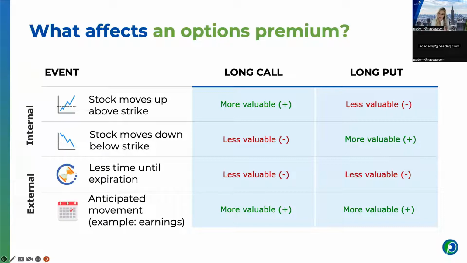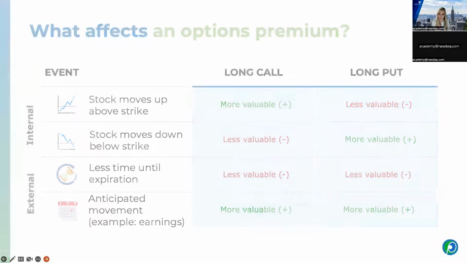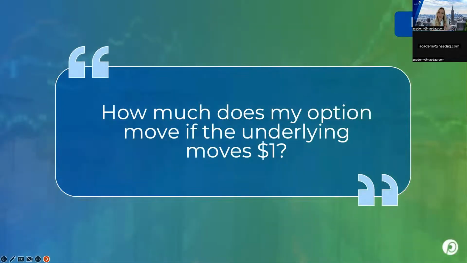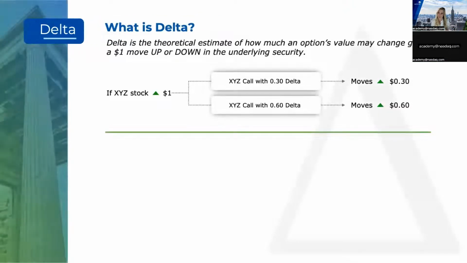So what's important here is just how do these events affect options? And we'll translate that over. And I've got it separated into internal and external for you. So let's start with delta. Delta answers the question, how much does my option move if the underlying security moves by 1? So just the change, if you will. So let's go into a little more detail.